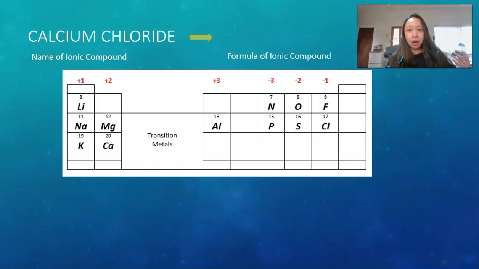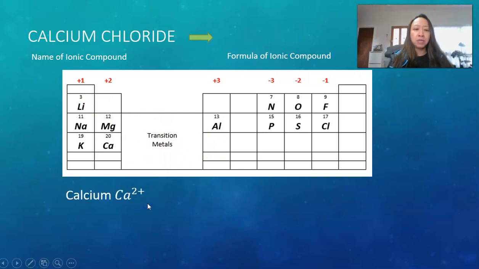Our next exercise is, how do we write calcium chloride's formula? In order to do this, the first thing that we have to do is identify where in our periodic table our calcium is. And yes, you are right, it is right here. Because calcium is in the second column over here, calcium has a 2+ charge. Chloride comes from the word chlorine, and as we can see over here, chlorine has a negative charge, so it has a -1 charge.